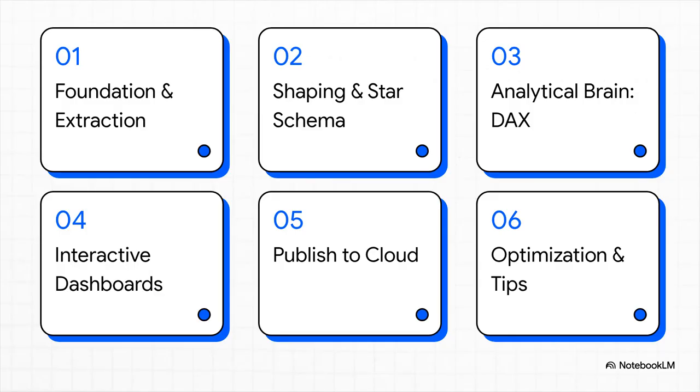To keep things organized, we'll organize our journey into these 6 distinct phases. We've got foundation and extraction, shaping and star schema, the DAX analytical brain, interactive dashboards, publishing to the cloud, and we'll wrap it all up with optimization and pro tips. Let's get right into it.